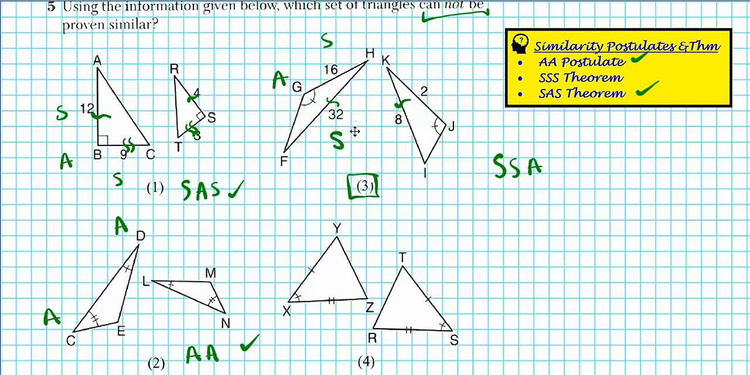These two triangles are not. You can't prove that these two triangles are similar with this information that is given. More likely than not, they're not. Okay? All right, let's just take a look at option 4.